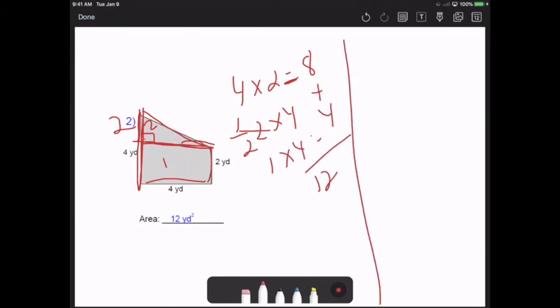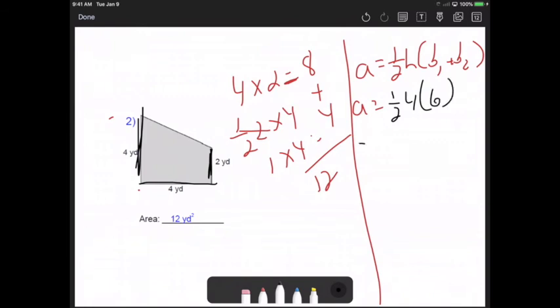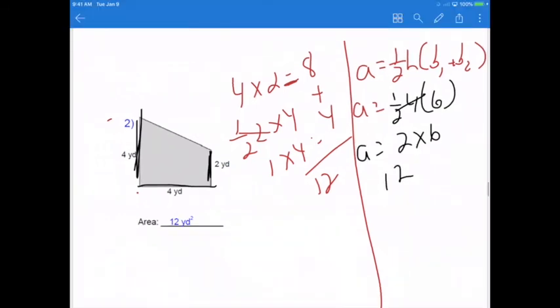The other way is just to set up as a trapezoid. So area equals 1/2 times the height, B1 plus B2. So let me just erase a little bit to show you. The height is going to be right here, the 4. So the height is the 4. So 1/2 times 4 times B1, which is 4, plus B2, which is 2. So 4 and 2 is 6. So area equals 1/2 of 4 is 2. 2 times 6 is 12. So we're going to get 12 yards squared for that problem if we set it up as a trapezoid.